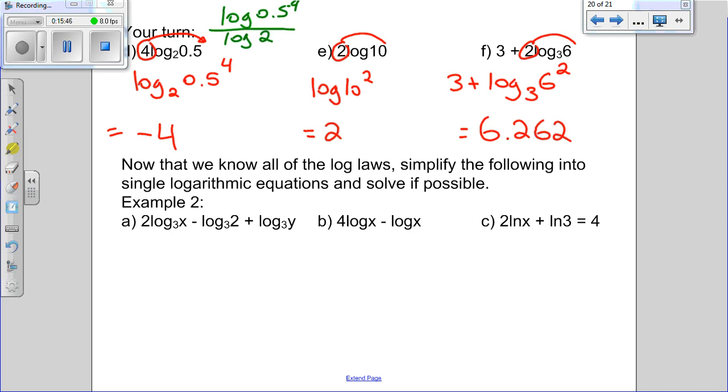Do the next two. You could solve this one without your calculator. So log 10 squared. What's the base on this thing? 10. So the power you must put on 10 to make it 10 to the power of 2, worst case scenario, just put it in your calculator, that works too. But you could calculate that thing. For f, we had to put the 2 up as the exponent, so that made log base 3 of 6 squared. Put that in your calculator, add 3 to it, it's 3.262.